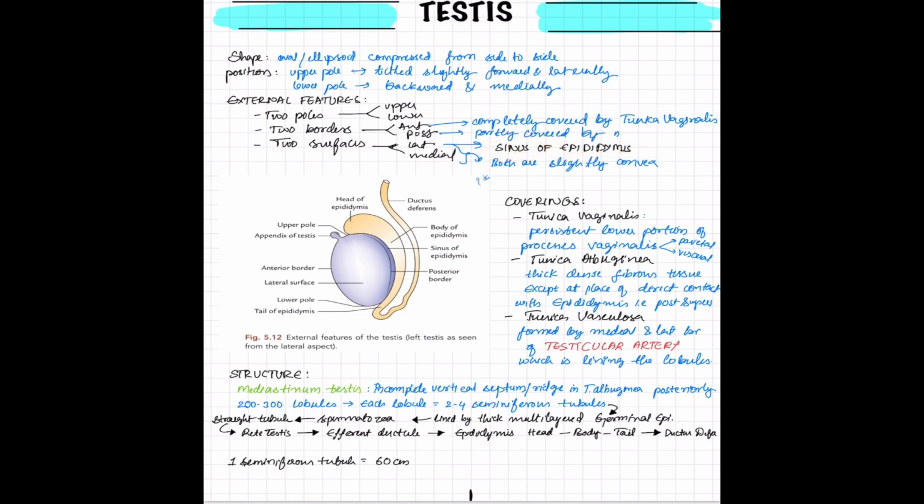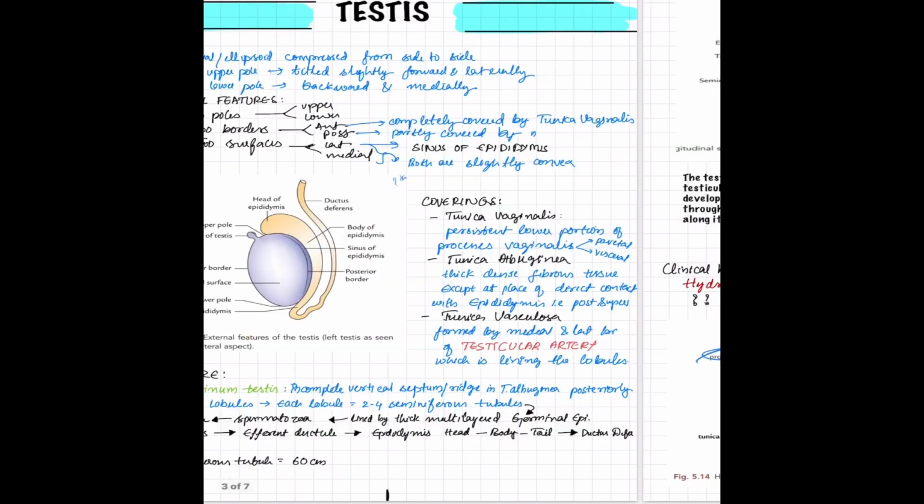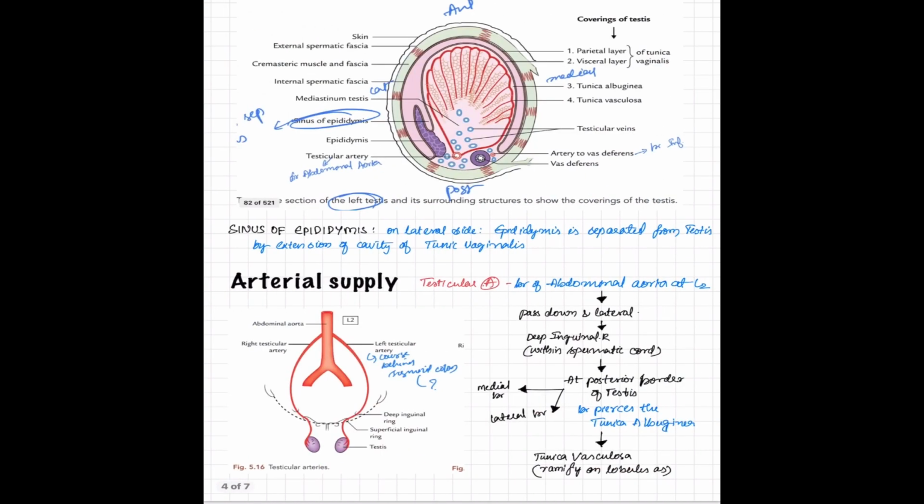So what does sinus of epididymis mean? When you go and see here, I have named it. Don't focus on anything else unless I mention this red mark. Only focus on those things and concentrate totally on my speech. So sinus of epididymis, the mark is here. As we have said, this is the lateral surface of the testis.